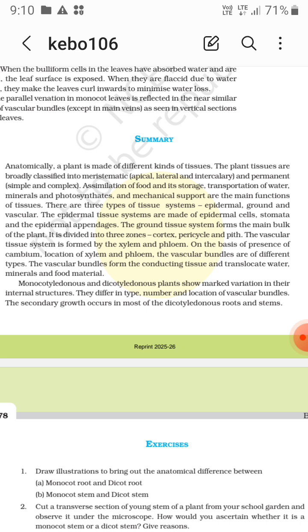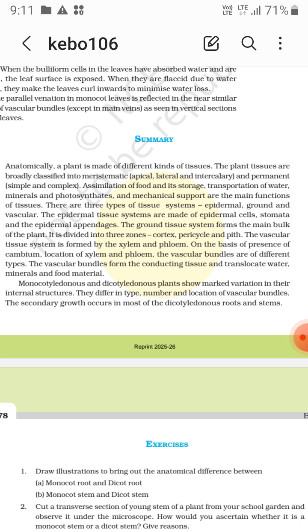Now the third type is the vascular tissue system, formed by the xylem and phloem. Inside the xylem and phloem there is a cambium, right? The vascular bundle does have the xylem and phloem, and there is a cambium. Based on their position, the vascular bundles are of different types. The vascular bundles form the conducting tissue and translocate water, minerals, and food materials.